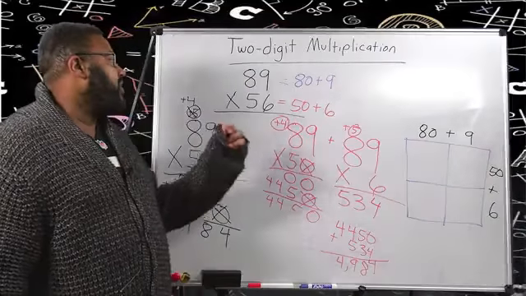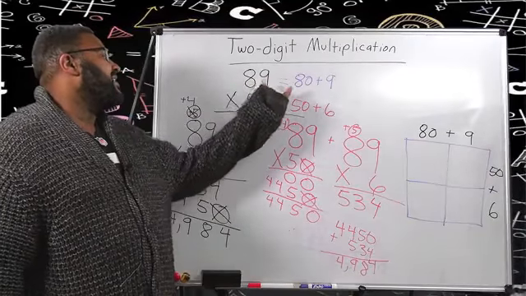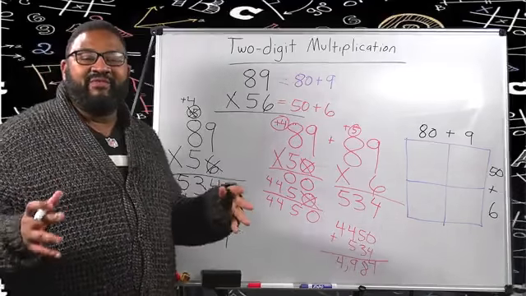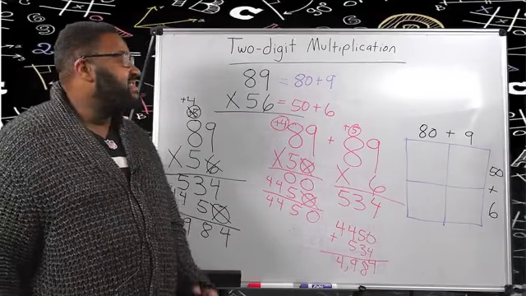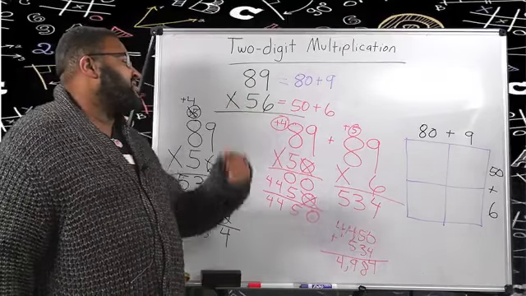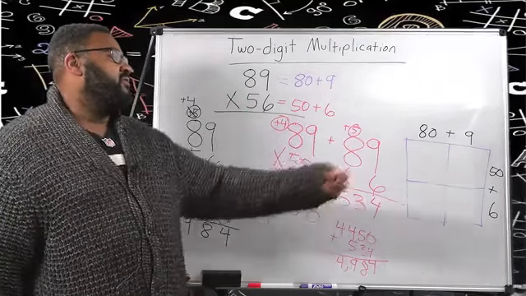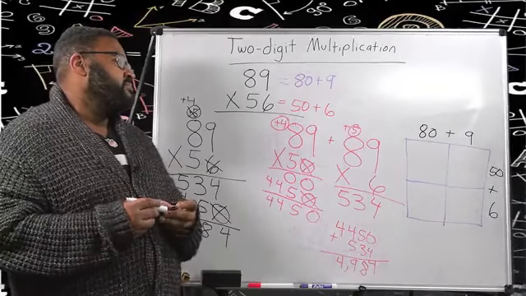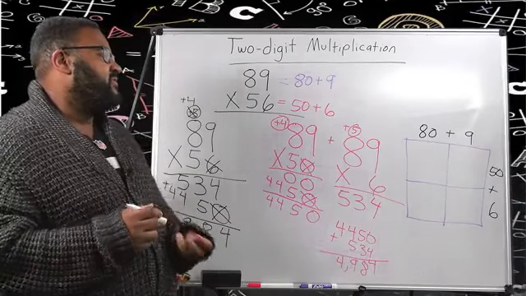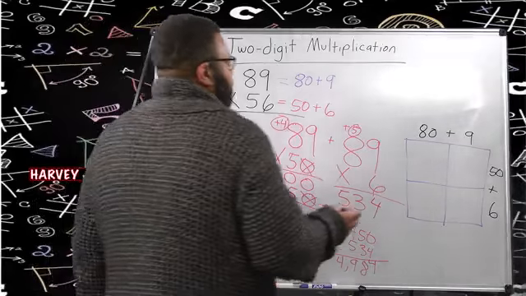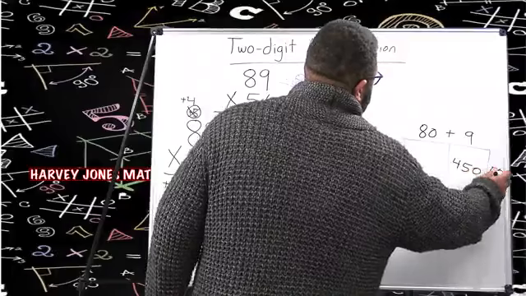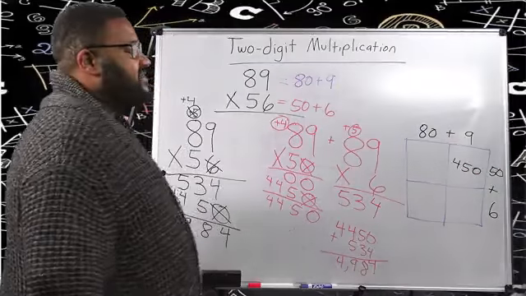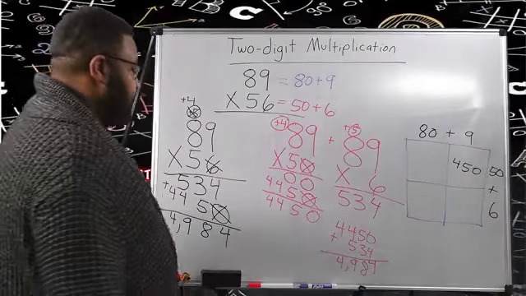And the entire time, guess what I'm doing? I'm checking over my work, making sure I got everything straight. 80 plus 9 is the expanded form of 89. 50 plus 6 is the expanded form of 56. And I'm putting it over here. And I'm asking myself, I'll go here first. 9 times 5 is 45, and I add a 0, because 9 times 50 is 450.